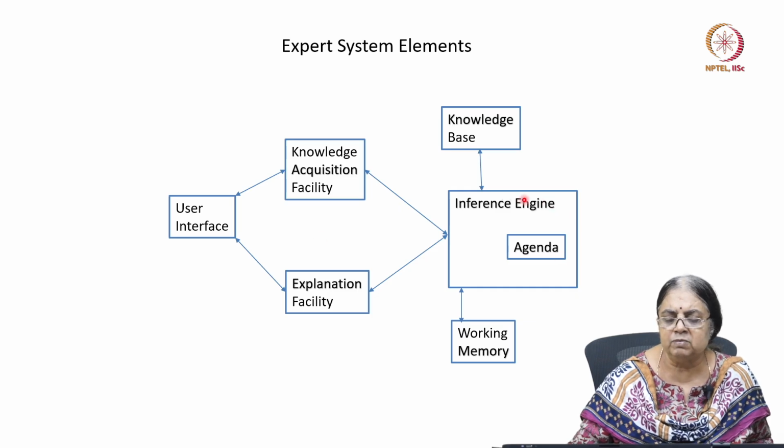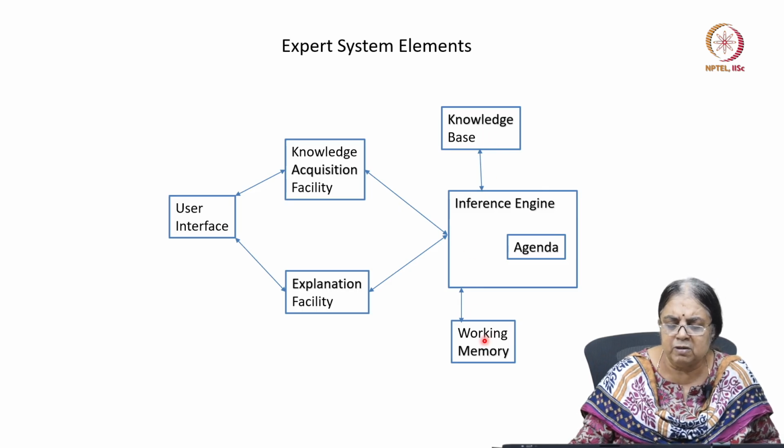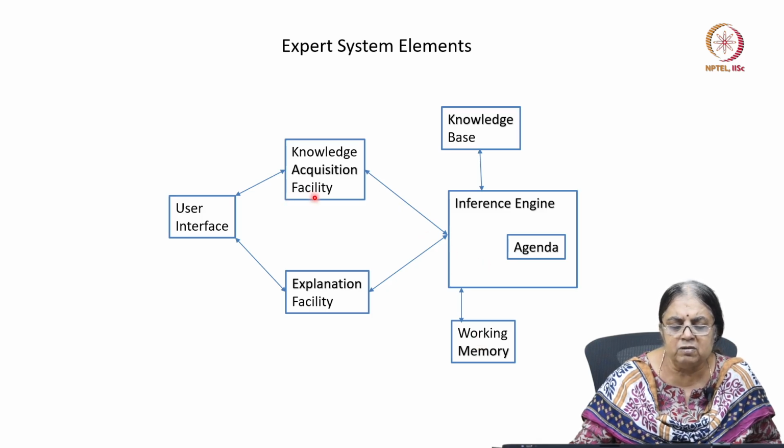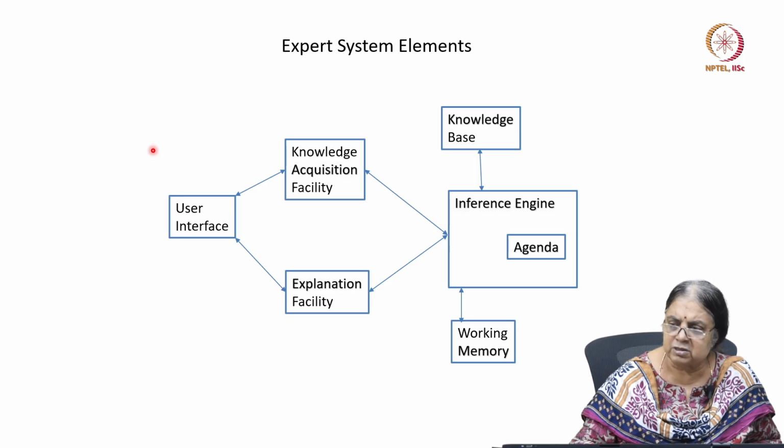So you have the inference engine, which gets all its information from the knowledge base, and you have the working memory here, which is made use of by the inference engine, and the knowledge acquisition facility, which actually interacts with the user to get the knowledge which is required. And you also have the explanation facility, which the inference engine will give and is given out to the user basically. So these are all the elements of your expert system.